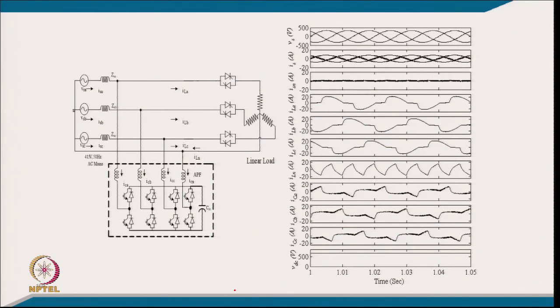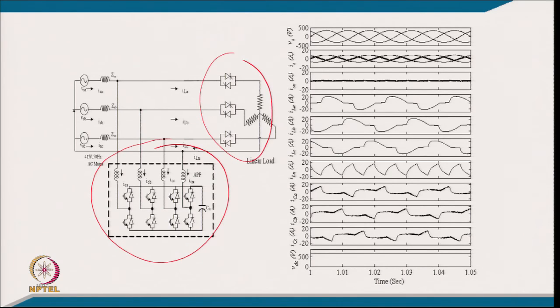So, this is the system that we have: 3 single phase AC voltage controllers, and this 4 leg converter, you can call it a shunt active filter, provides reactive power and harmonics compensation and makes the neutral current 0.